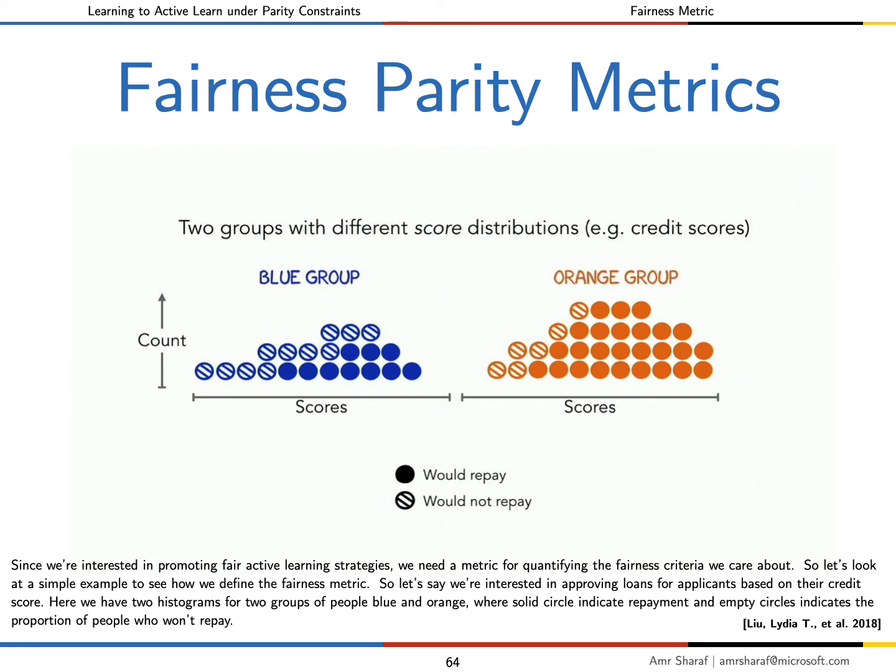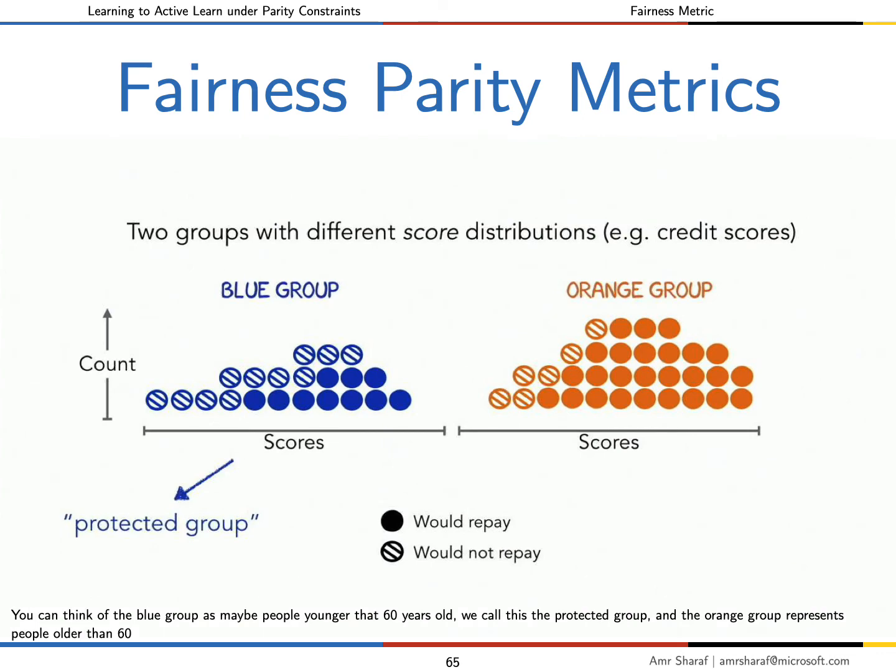Since we are interested in promoting fair active learning strategies, we need a metric for quantifying the fairness criteria we care about. Let's look at a simple example to see how we can define this fairness metric. Let's say we're interested in approving loans for applicants based on their credit score. Here we have two histograms for two groups of people, blue and orange, where solid circles indicate repayment and empty circles indicate the proportion of people who won't pay. You can think of the blue group as maybe people younger than 60 years old, and we call this the protected group, and the orange group represents people older than 60.